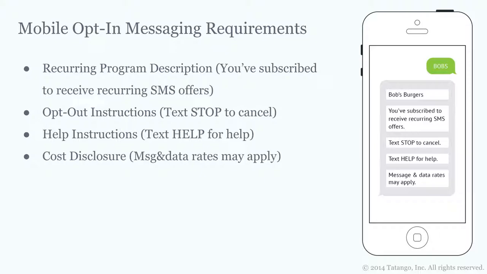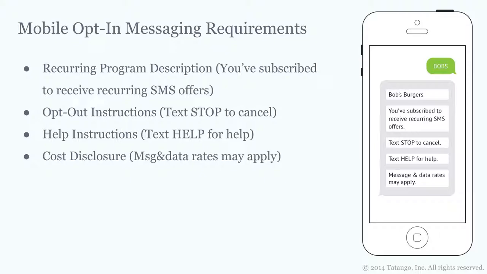There's 2 things here. One is recurring. So back a year ago or so, before the CTIA revised their guidelines, it used to say you'd have to disclose how many messages exactly the customer would get. So, hey, you subscribe to receive SMS offers.